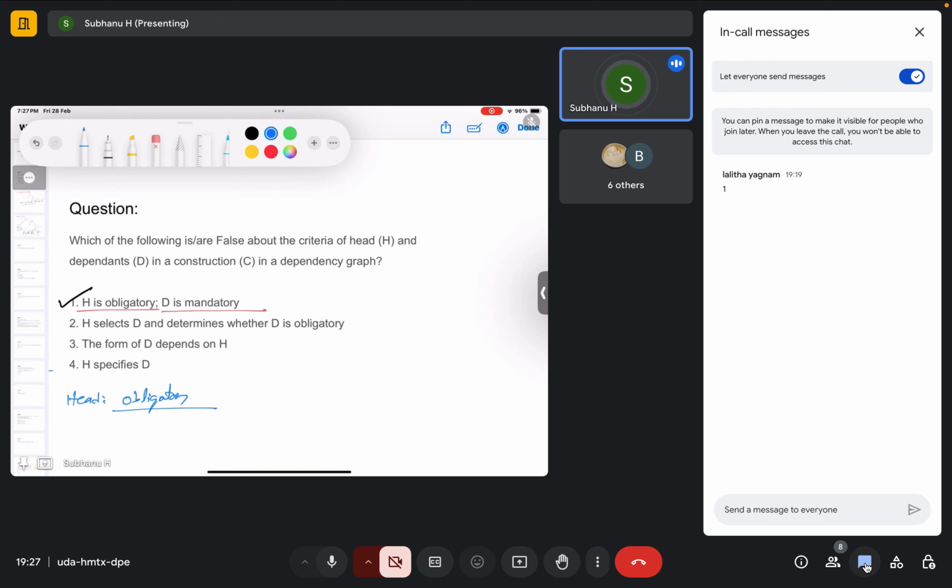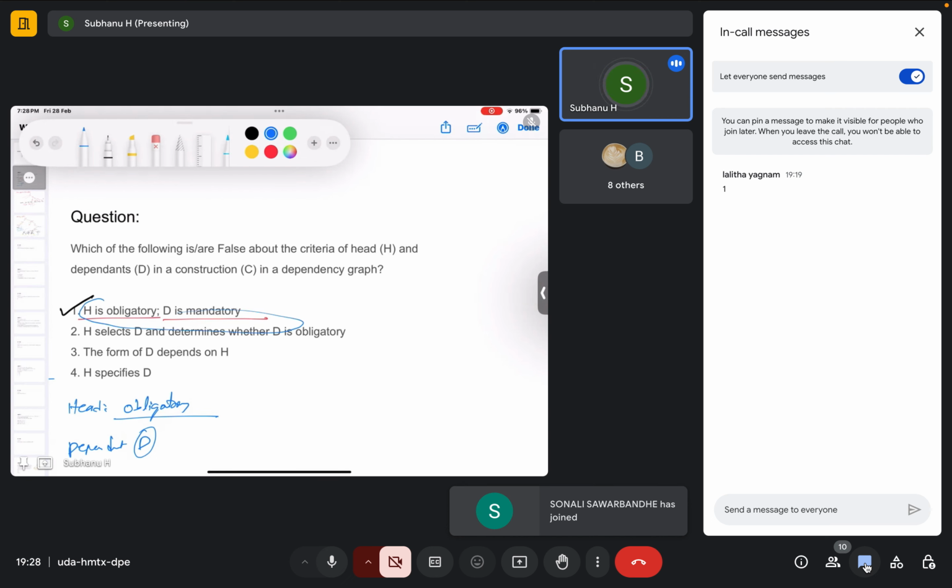So head is considered obligatory. Why? Obligatory means you always need a head to form the construction. Now we have dependent. Dependent means D. While the head is required, its dependents are not necessarily always present. Dependents are optional in many cases. The presence of the dependents depends on what the head selects. This means the dependent is not mandatory in every construction.